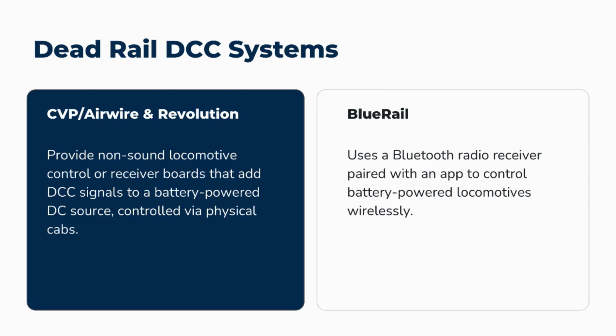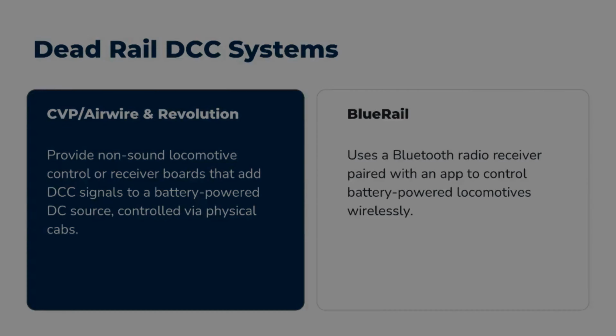Now the Blue Rail, or now as a lot of people know it, Blue Nami, uses Bluetooth radio from an app on your phone to control a decoder. Cost comparison.